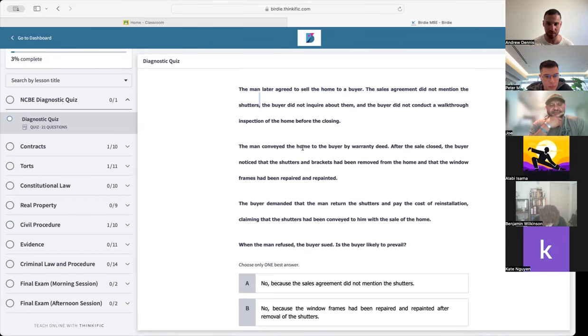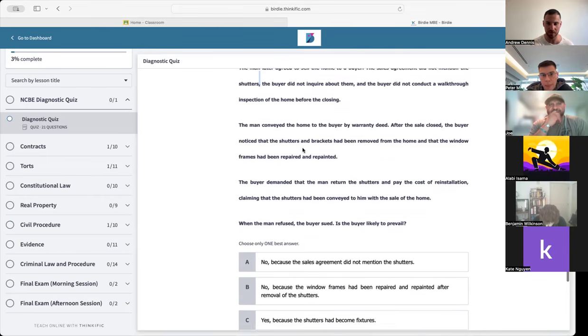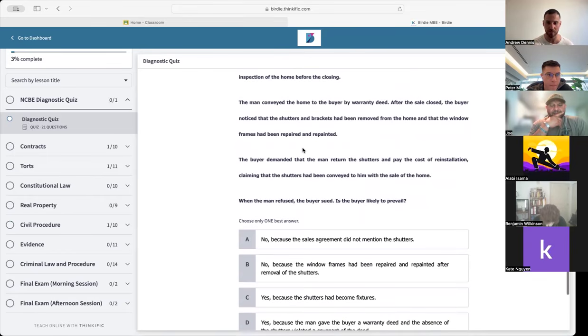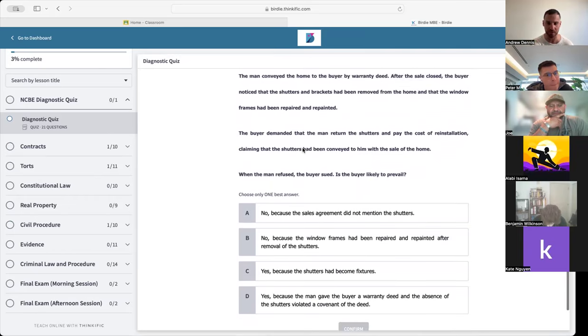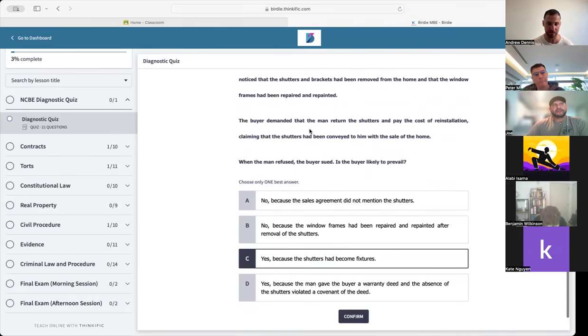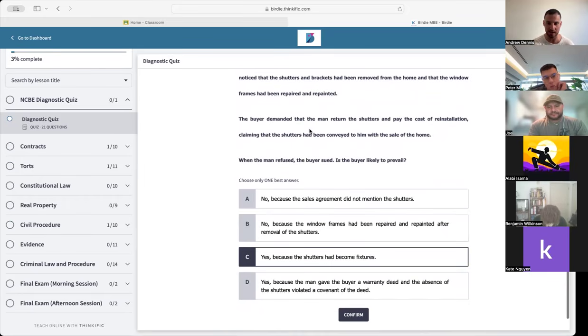I don't think he could have removed them. So no, because the sales agreement did not mention the shutters. No, because the window frames have been repaired and repainted after removal of the shutters. Yes, because the shutters became fixtures, I believe is the best answer. Yes, because the man gave the buyer a warranty deed and the absence of the shutters violated a covenant in the deed. No, it's just here.